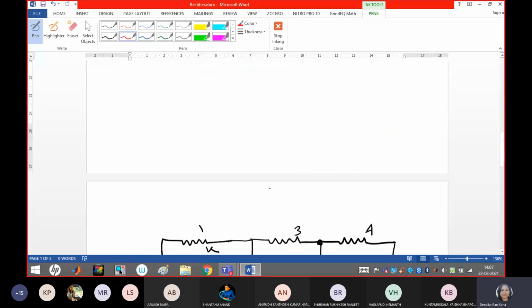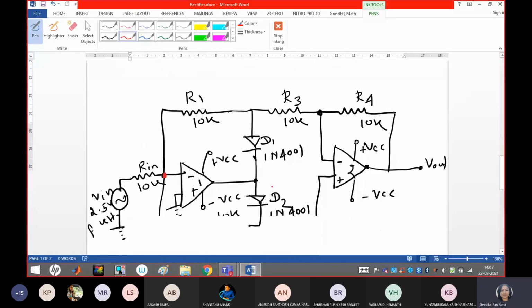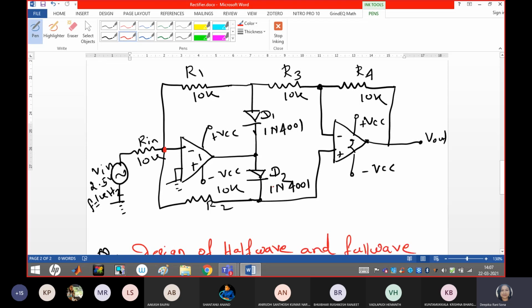Okay, then come to the full wave rectifier. This is the circuit for the full wave rectifier. This has been discussed in today's theory class itself. So these are the parameters. The same input parameters we have to take for the full wave rectifier case, and the R value is similar for all, guys. You can see that it is 10K.